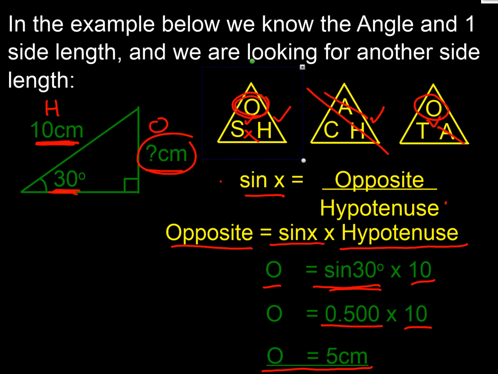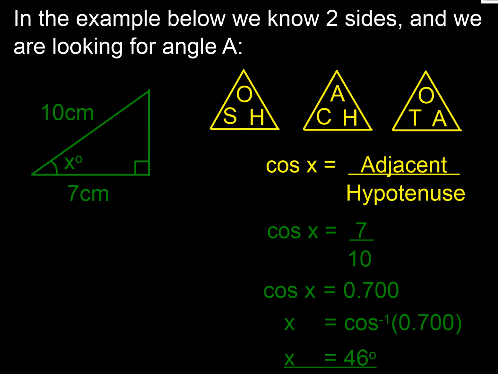Let's follow through and do an example where we need to find an angle. Okay, so let's have a look at this one here. Here we know two sides: that's our hypotenuse, and this side is our adjacent, because it's adjacent to the angle, and we want to find the angle. So we need to find a triangle where we've got the A and the H in. We know both of those. The A and the H aren't in the first one. They're not in that one either. The A and the H are in this one.